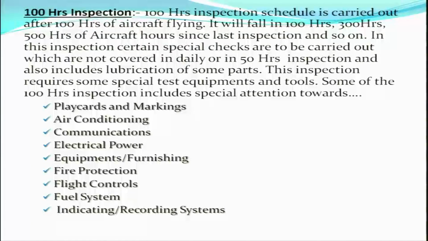Now we come to the 100 hours inspection. The 100 hours inspection schedule is carried out after 100 hours of aircraft flying. It will fall in 100 hours, 300 hours, 500 hours of aircraft hours since last inspection and so on. In this inspection, certain special checks are to be carried out which are not covered in daily or in 50 hours inspection, and this also includes lubrication of some parts. This inspection requires some special test equipment and tools.